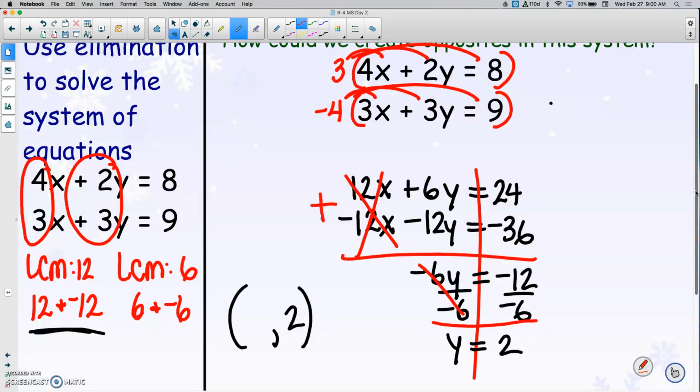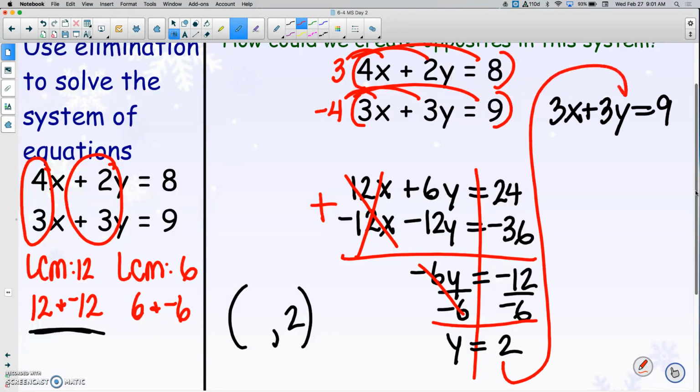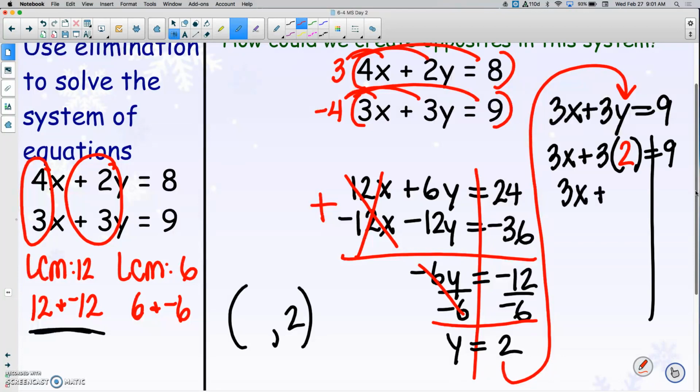I'm going to go back to my second equation this time. And y is 2, so replace the y with 2. 3x plus 3 times 2 then equals 9. 3 times 2 is 6. And then we're looking for x, so I need to subtract that 6.